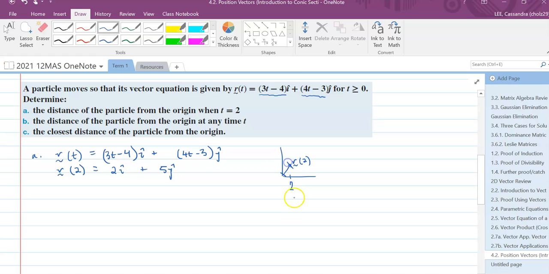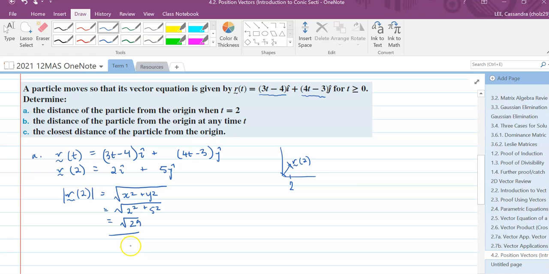What we actually need to do is find the distance of this vector, so we need to find the magnitude of this vector. To do that, we're going to use our distance formula. The magnitude is going to be given by the square root of x squared plus y squared. Here my x component is 2 and my y component is 5. 2 squared is 4, 5 squared is 25. So overall, the magnitude of this vector at that particular point in time is going to be the square root of 29.